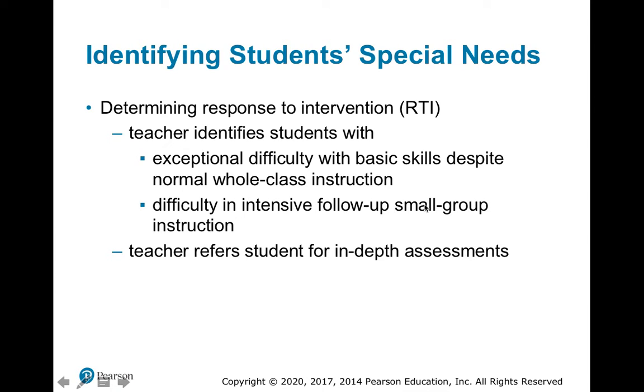Difficulty in intensive follow-up small group instruction. Kalau pelajar kita dalam aktiviti kumpulan, dia tak boleh nak ikut arahan ataupun susah untuk berkomunikasi dan sebagainya. Jadi kita kena identify. So that teachers can refer students for in-depth assessment. Di sekolah-sekolah ada penilaian-penilaian tertentu yang dijalankan untuk klasifikasikan pelajar kita sama ada dia merupakan pelajar kurang upaya dan bermasalah pembelajaran dan sebagainya.